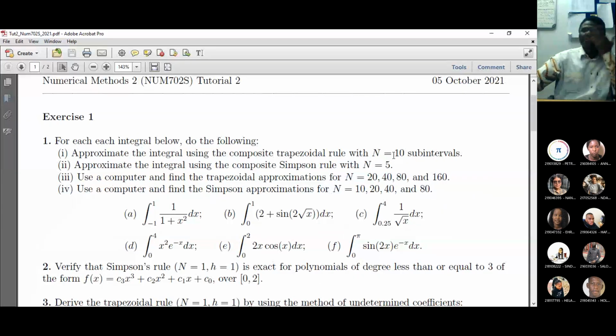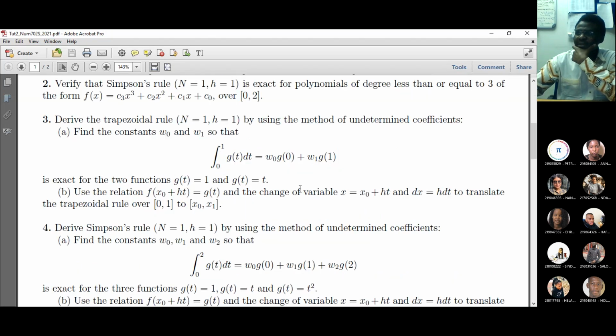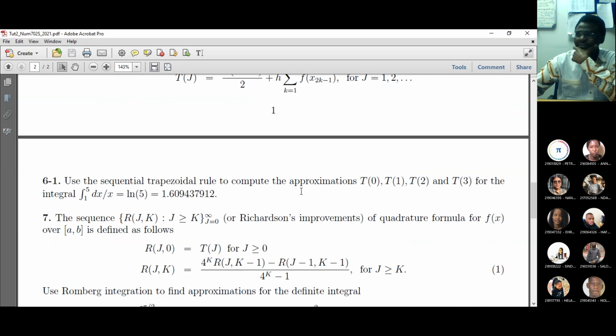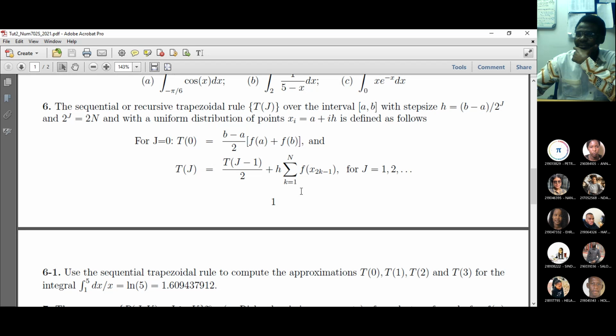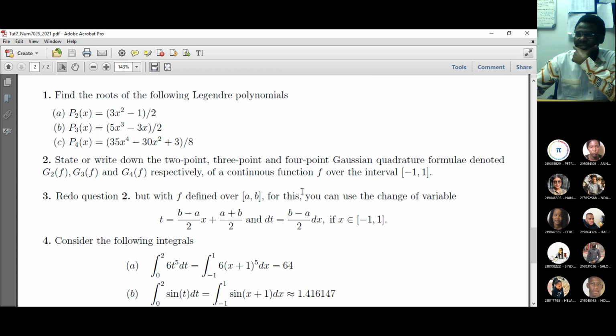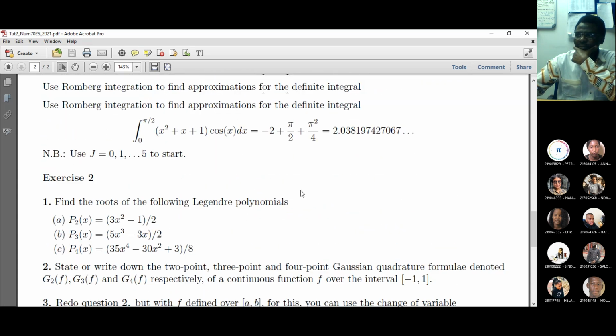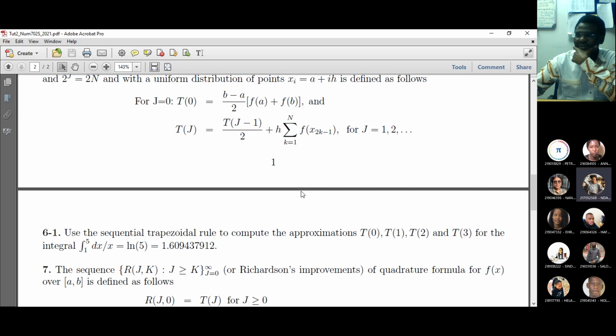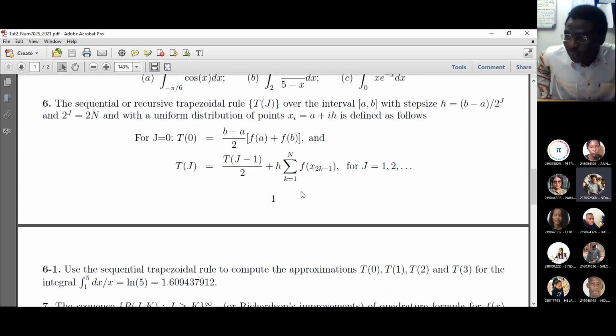Tutorial 2 is there. Can you see what I see? If you don't see, you need to buy spectacles. Do you see, man? Hey, you guys, do you see what I see? Guys, do you see what I see? Yes, we do. All right, that's great.